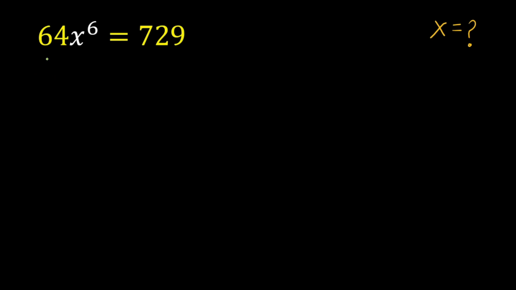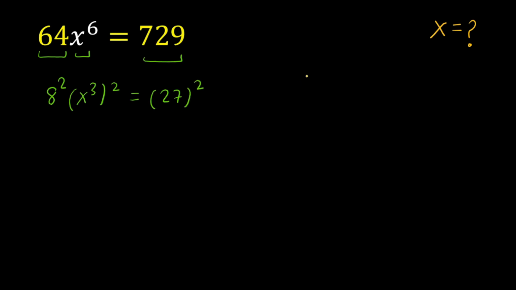Hello students, in this video we are going to solve 64 times x power 6 equals 729. Here we will find out the value of x. On the left hand side, 64 is the same as 8 power 2, and x power 6 is the same as (x power 3) bracket power 2, and this equals 729, which is the same as 27 power 2.